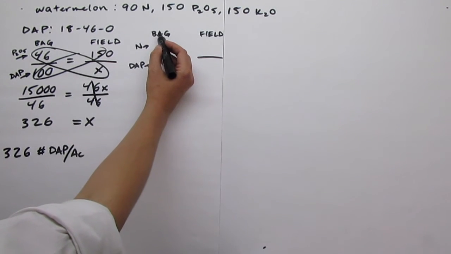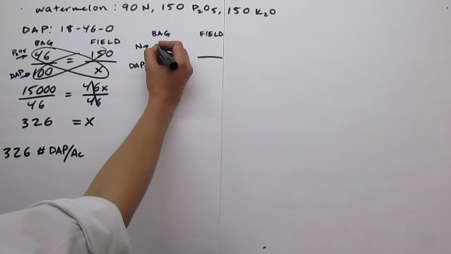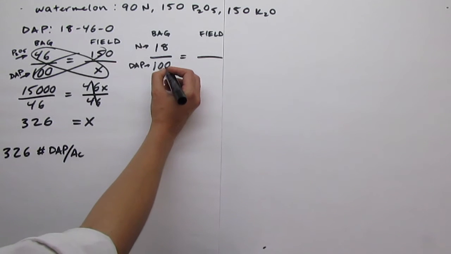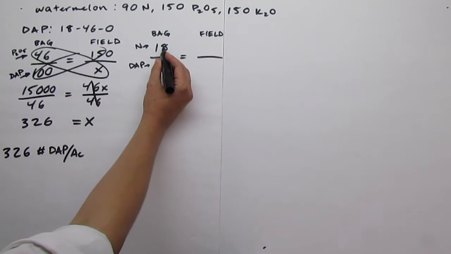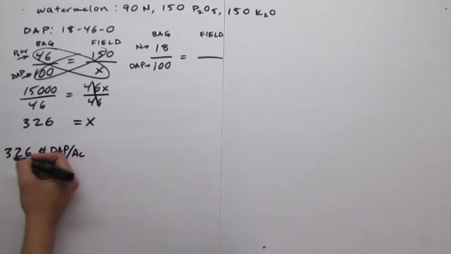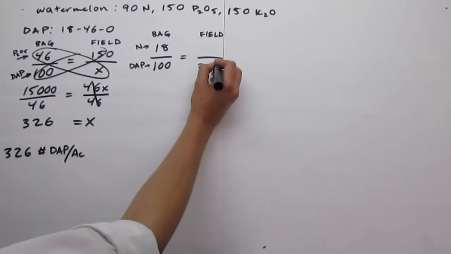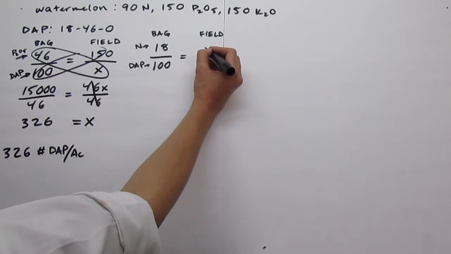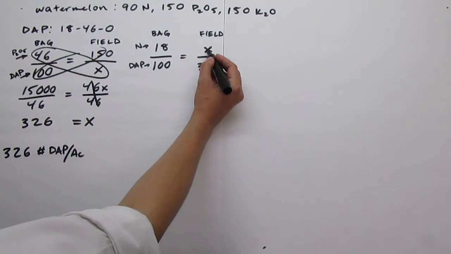So in the bag, we know that DAP is 18% nitrogen, so for every 100 pounds of DAP we put out, we'll put out 18 pounds of nitrogen. In the field, we already know what we're going to apply, right? We're going to apply this 326 pounds per acre of DAP, and we really want to know how much nitrogen does that end up supplying.